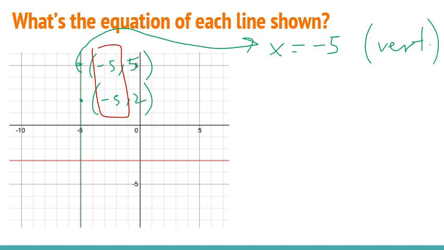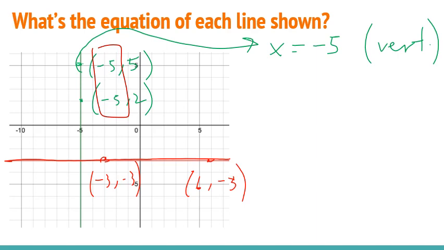Perfect, because the x value is not changing. It's always -5. So for the red line now, let's do the same thing. Let's just pick, we can pick seriously any 2 random points. That one there, that is -3, -3. And then this one over here is 6, -3. Okay? Again, what stayed constant? What didn't change?